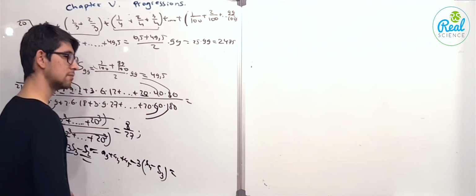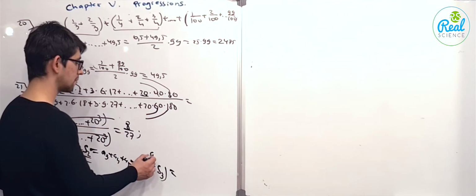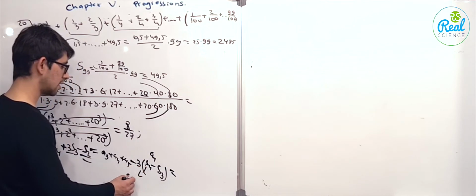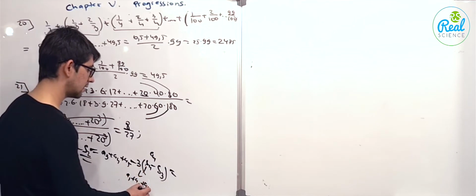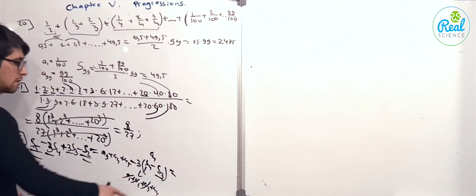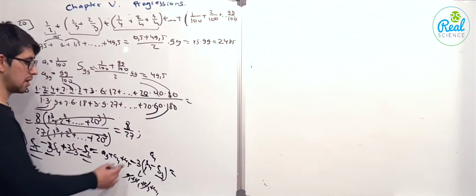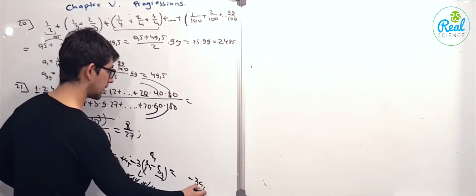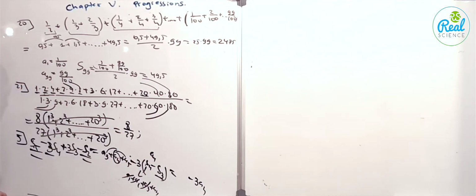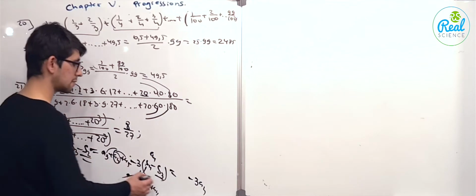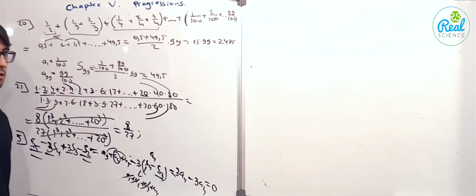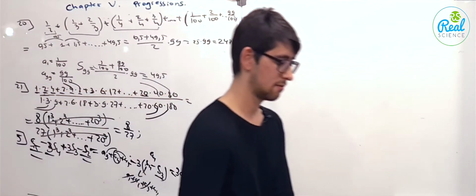A4. Yes, A4. How is that? Because S4 is A1, A2, A3, A4. And S3 is A1, A2, A3. And you are left with A4 only, right? Minus 3 times A4. And what about this one? You can use the property of neighboring terms, right? Here you have 3 times A4, right? And your result is nothing, right?